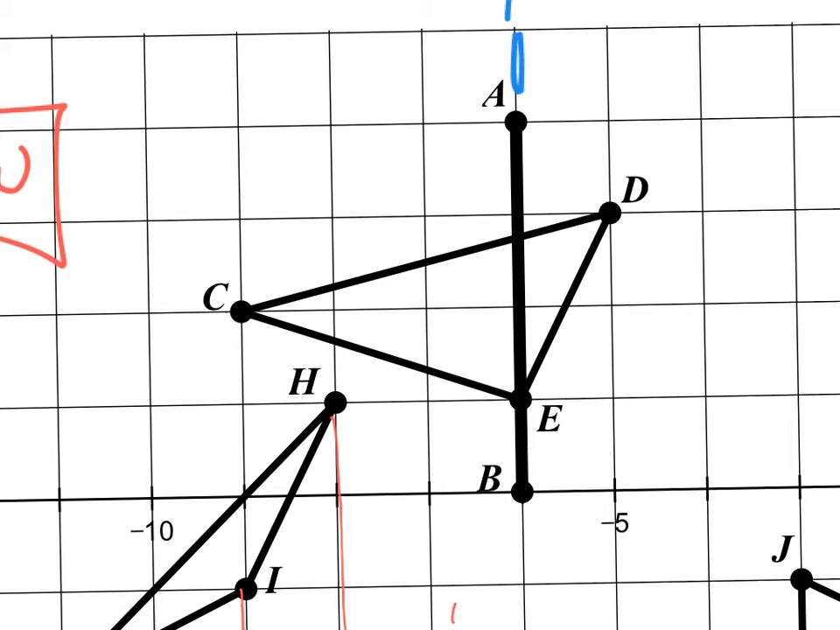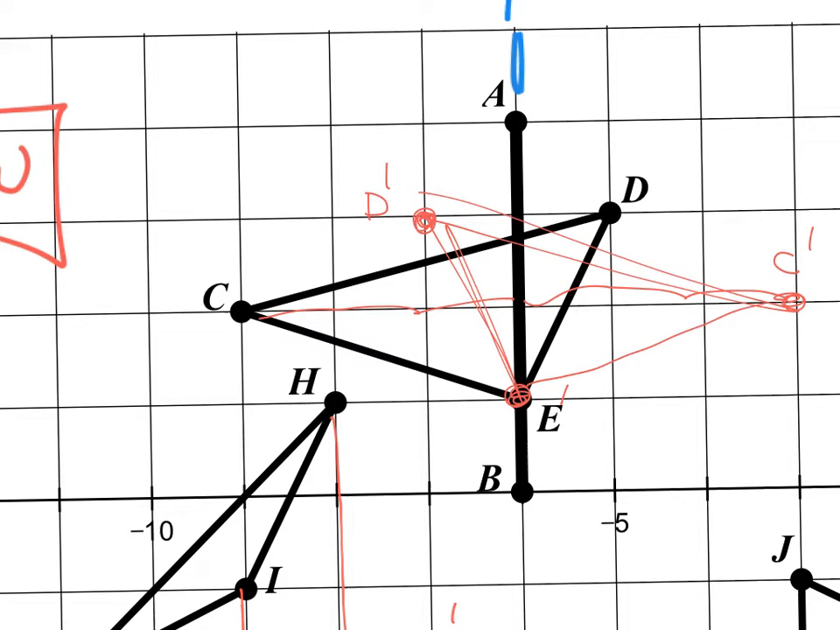Next one, we're reflecting triangle CDE over line AB. So point D reflects here. Point C, we have 1, 2, 3 to the line, 1, 2, 3 past the line. So there's my C prime. And E actually stays right on there. There's my E prime. So connecting those, we'll have our reflection right there.